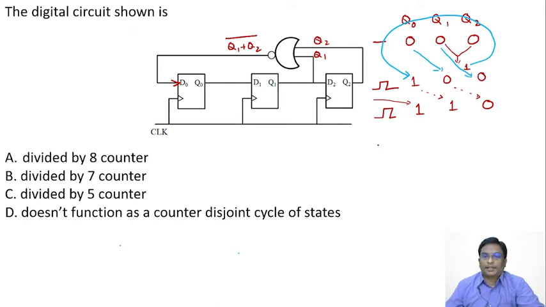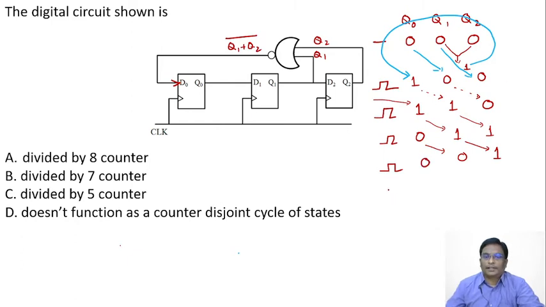In the next clock pulse, this will be shifted here, this will be shifted here, and 0 plus 1 whole bar, nothing but 0. So 0 will be coming here. In the next clock cycle, this 0, this 0, this 1 are shifted here, and 1 and 1, 1 plus 1, 1 bar, 0 will be coming here.